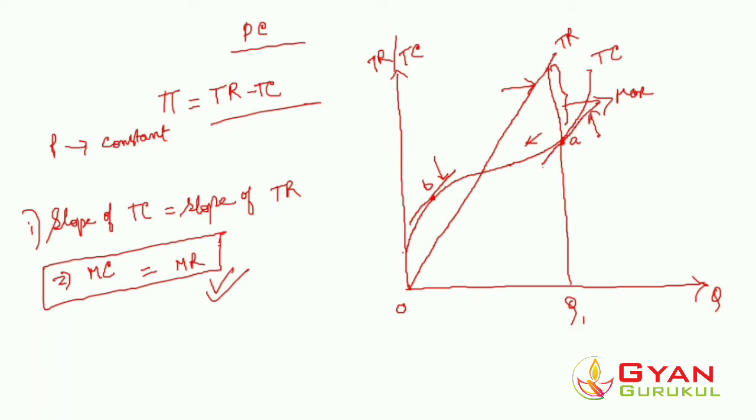But here comes the second condition. What is the second condition? The second condition is that at that particular point, the marginal cost must be increasing, or it must be rising, or we may say the slope of the marginal cost must be increasing, right?